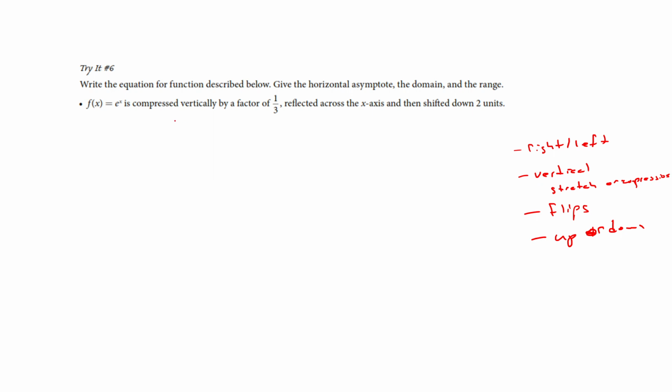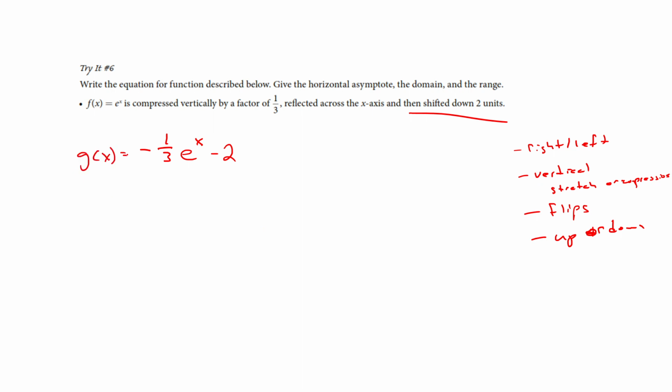We got a vertical compression. Well, that does what you think. You just put the 1/3 in front. Okay, now what are we doing? Reflecting across the x-axis, so that's flipping down. When you go down, you put the negative out front, and then we're going to move the whole thing down 2 steps, like that. Now let's give it a name.